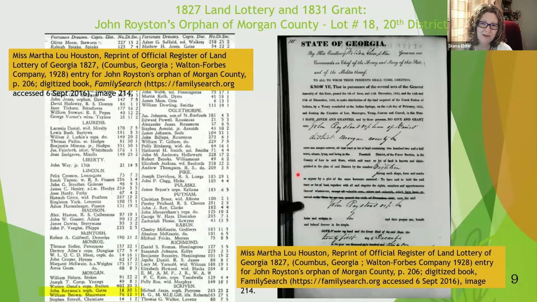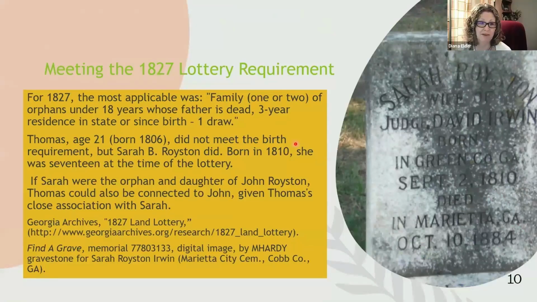So, this is one of those pieces. Would you say primary information? Would you say secondary? I would say primary. It's being recorded by the people who were doing the record keeping. But we do have to still think about what that lottery requirement was. And the most applicable was a family, one or two orphans under 18 years whose father is dead, 3-year residence in the state, or since birth. And they get one draw.